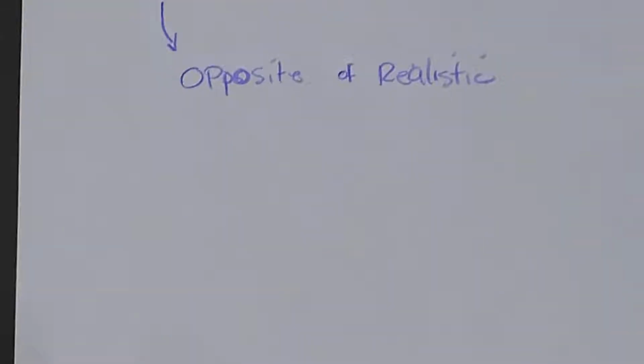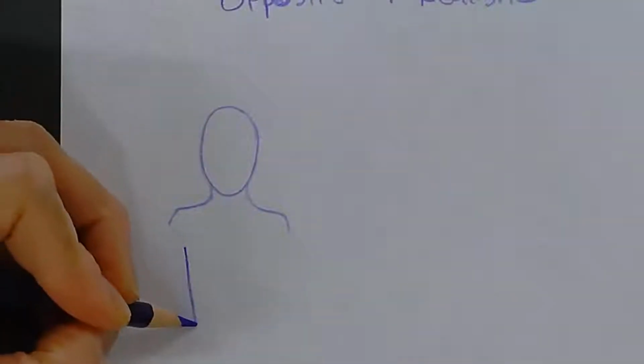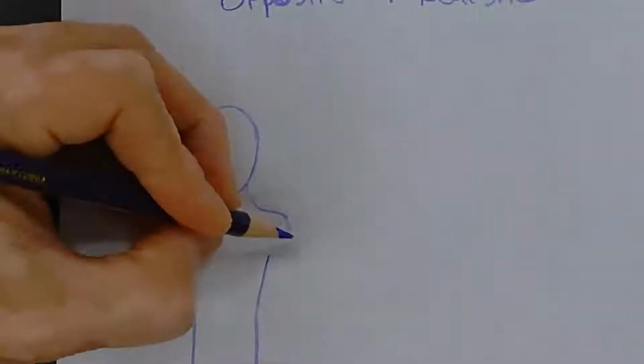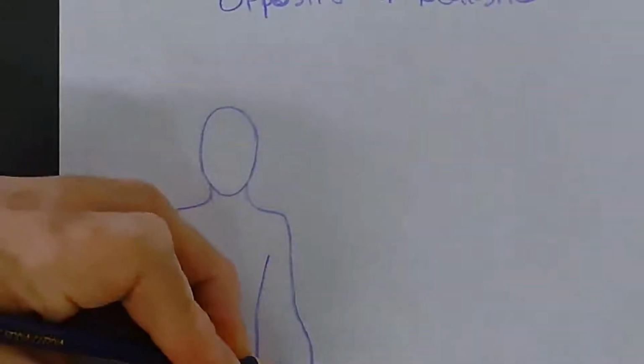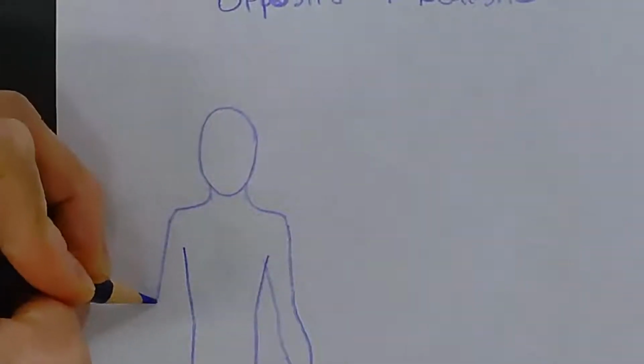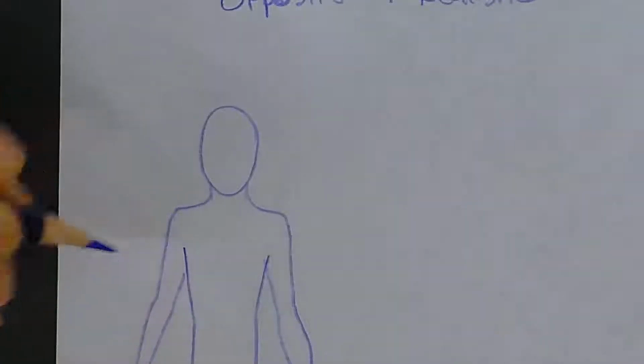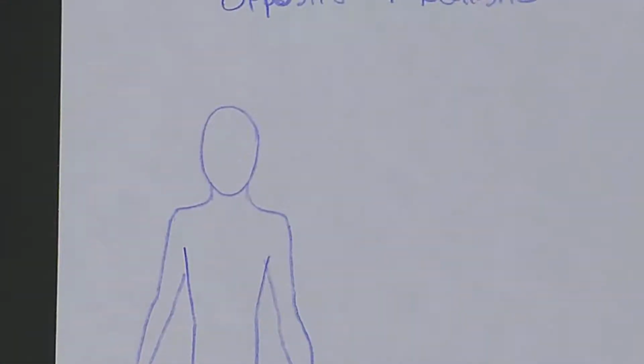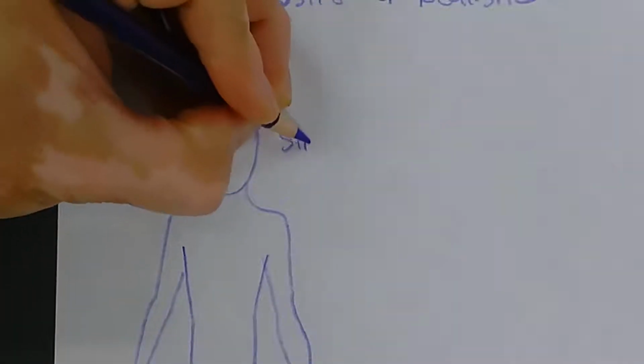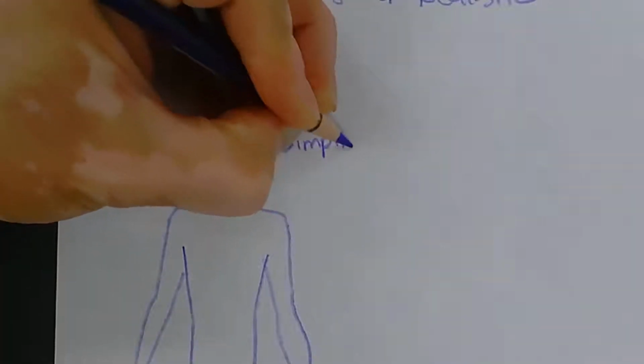So we're looking at the opposite of realistic. How can we take away from realistic? One example would be to simplify. Alright, so here we have a very simplified version of a person. So I want you to write this down in your journal. Simplification.